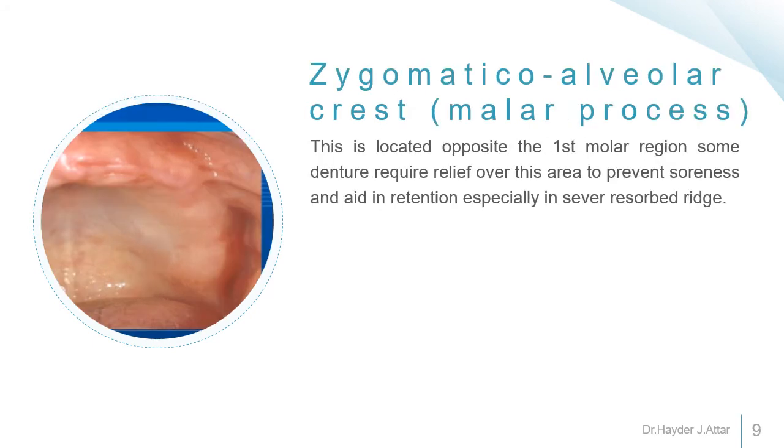The malar process, or the zygomatico-alveolar crest, is located opposite the first molar region, and it is regarded as a stress relief area of the denture because it can cause soreness in this area when the patient wears the denture. When it is relieved, it aids in the retention of the complete denture, especially when there is severe resorption at the posterior area.